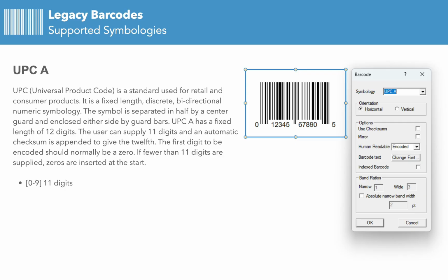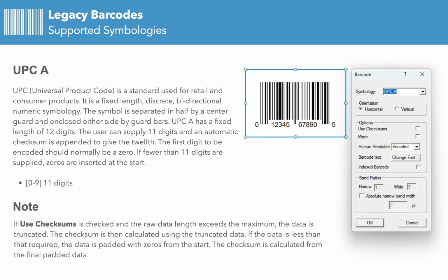UPCA has a fixed length of 12 digits. Users can supply 11 digits, and an automatic checksum is appended as the 12th digit. Please note, if Use Checksums is enabled in the legacy barcode properties and the raw data length exceeds the maximum number of digits, the data is truncated and the checksum is calculated using the truncated data. And if the data is less than 11 digits, it is padded with zeros from the start, and the checksum is calculated from the final padded data.